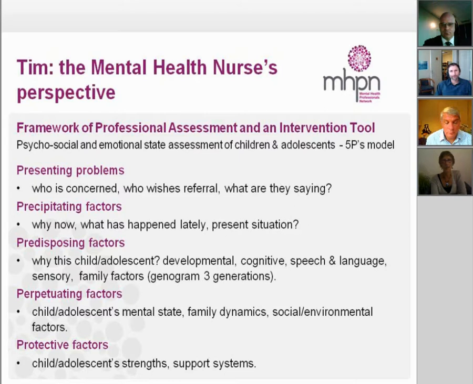What are the predisposing factors? Why is this kid, in a family of three children, the one that's suicidal, who's having some sort of hallucination, has a conflict with his mum? We don't hear of the sister having a conflict with mum. What's that about? Is it because he's the only boy in the family? Is it because he's the eldest boy in the family? Because he's got a different relationship with the girls?